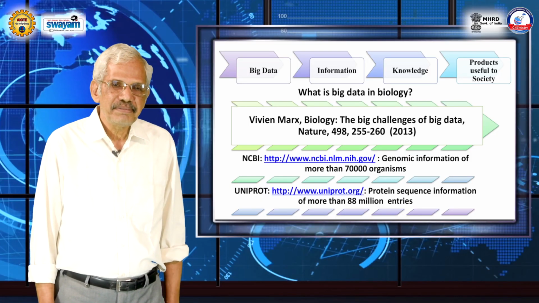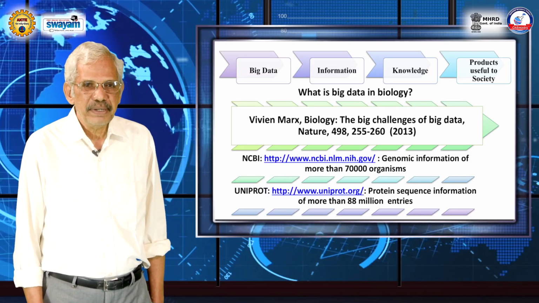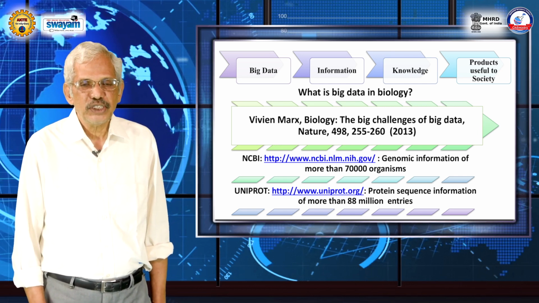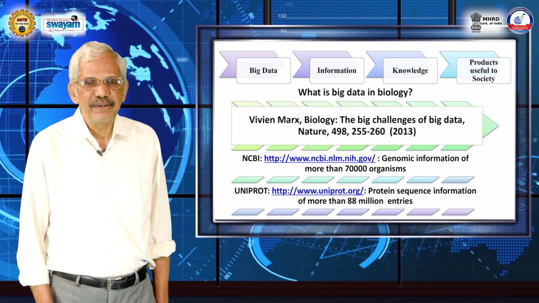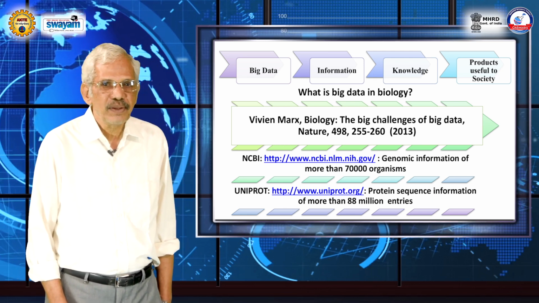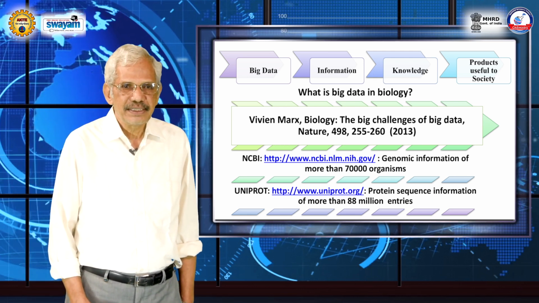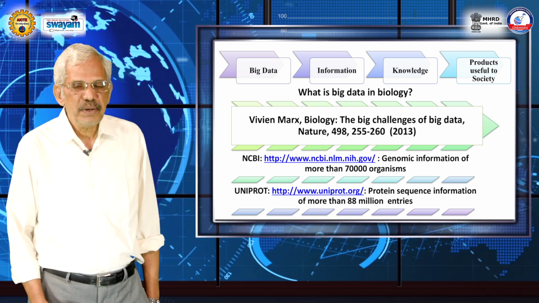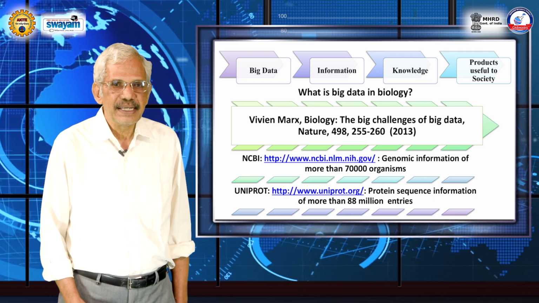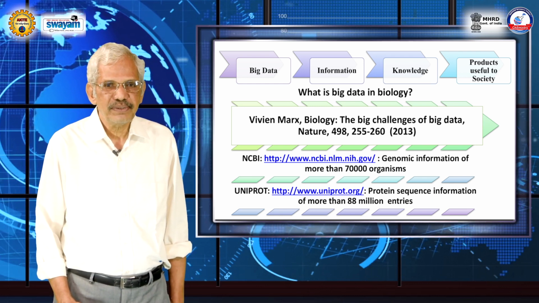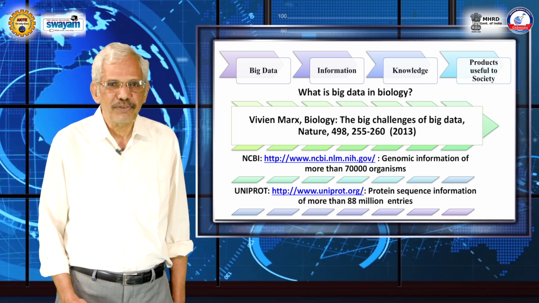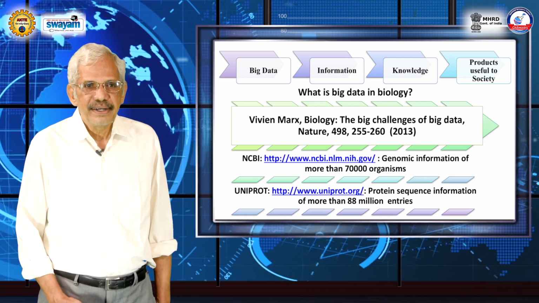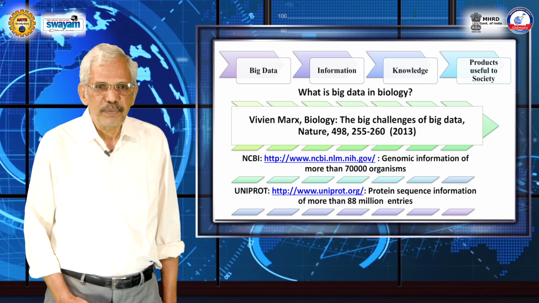Well, today we talk of big data. What's the big challenge here? Well, the big data should lead us to information, to knowledge, and eventually to products useful to society. So what kind of big data is available and how can it help us get rid of disease? Well, one area is the National Center for Biotechnology Information, which gives you huge amounts of genomic information of thousands of organisms. Another area is that of protein sequence information.